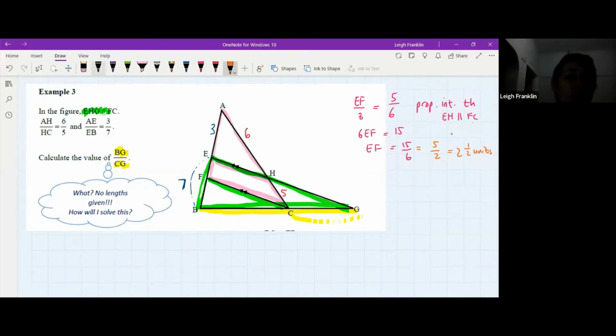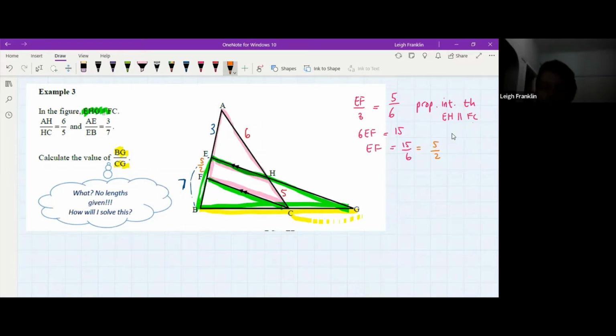So actually, we don't actually know that it's that long. All we know is that that's the ratio. So let's rather leave it like that rather than saying that it's 2.5 units, because we actually don't know the lengths. Okay, so now that we have EF, and we know that EF is 5 over 2, now we can go back to the green triangle. Okay, remember they wanted BG, the whole side, over CG.